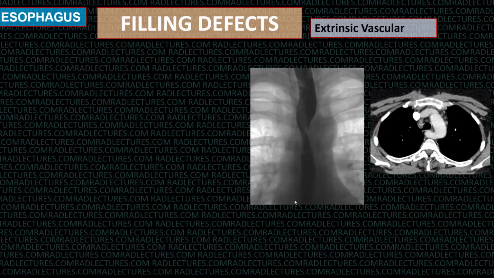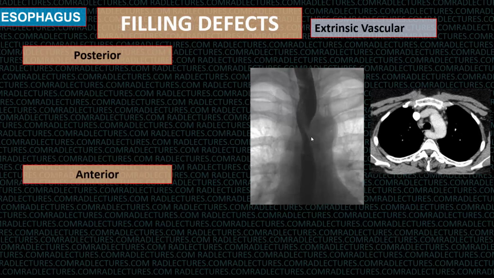Now, other extrinsic, or rather congenital, vascular defects you need to know about, because they can be shown and you can be asked, and you'll also see them. Congenital vascular defects usually appear as band-like structures. So what do you need to do when you see a band-like filling defect? You need to find out, is it posterior or anterior?